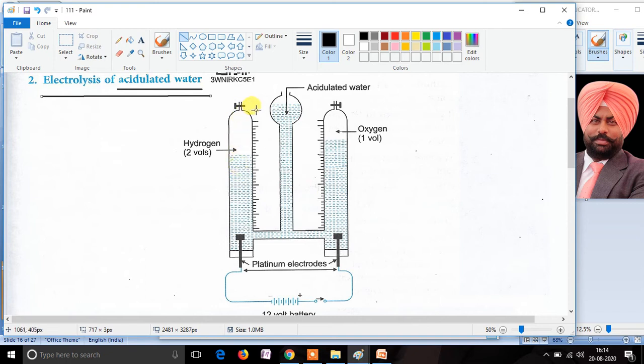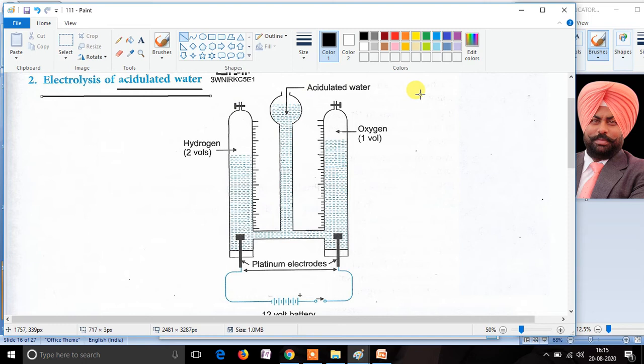Now, the thing we have to consider is that the glass tubes on the sides have a valve, because the two gases which will be collected in the electrolysis of acidulated water are oxygen and hydrogen. They can be collected in cylinders. That is the reason the upper ends of the side tubes, which are made of glass, have valves, so that the gases can be collected in another container. So let's proceed further.